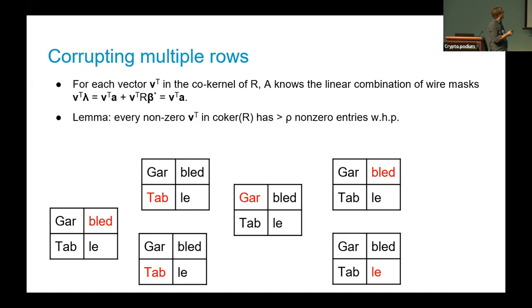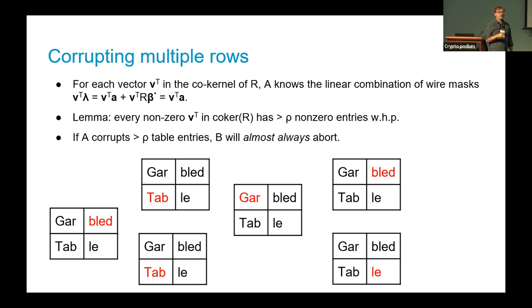But remember, the reason we cared about A knowing stuff was because of selective failure attacks. So it is a sort of combinatorial fact you can prove with some fancy machinery like Stirling's formula, and I think there's a Markov bound in there or something, that when you have row log n independent columns, then anything in the co-kernel has at least row non-zero entries. So this means you need at least row labels before you get a linear relationship. So if you want to use a selective failure attack on something where A actually knows the masks, then A has to corrupt at least row table entries in order to get any information.